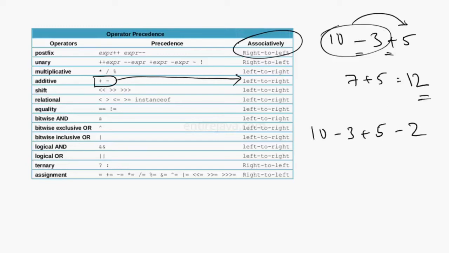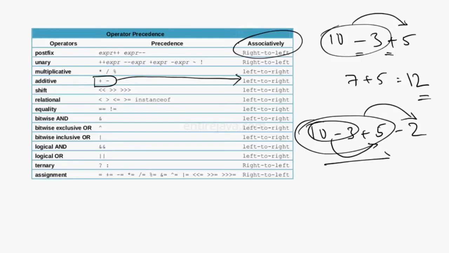Now let's take a look at another equation. So we need to go from left to right. So this will be evaluated first. Result will be evaluated with this, and the result of this entire equation will be evaluated with this. So we're going from left to right based on the rule of associativity.